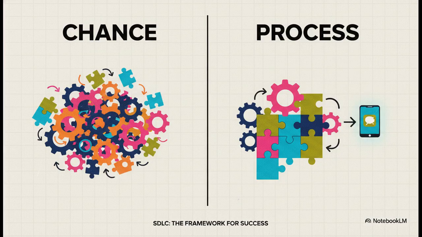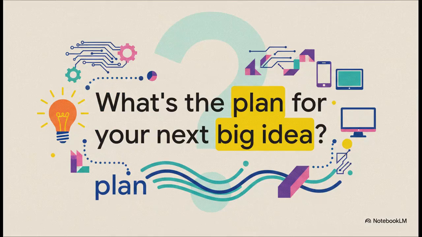So when it all comes down to it, the main idea is pretty simple. Awesome software doesn't just happen by accident. As the slide says, it's the result of moving from chaos to a planned, deliberate process. A framework like the SDLC isn't just a nice to have, it's an absolute necessity for success. It provides the structure you need to turn that spark of an idea into a tangible, high-quality product that people can actually use and rely on.